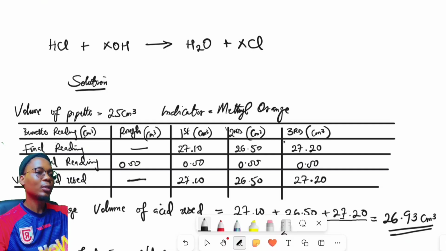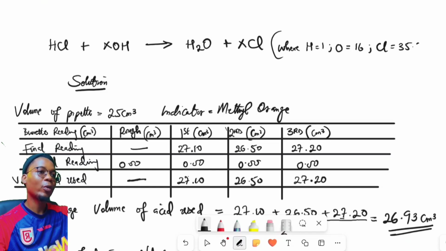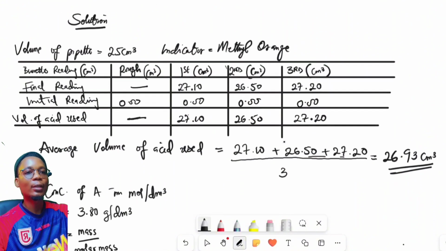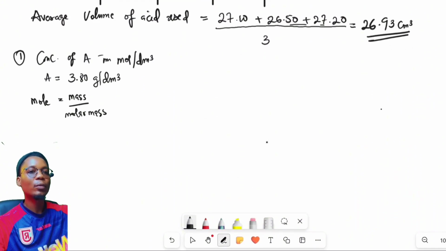And if you look at the equation, it is balanced. So all of them have 1 mole each of the substance. All right. So we also have the details where H is equal to 1, O is equal to 16, and Cl is equal to 35.5. This will help us in solving for the molar mass of HCl. So we have the mole, we have the mass already. Now we need to find the molar mass, which is HCl.